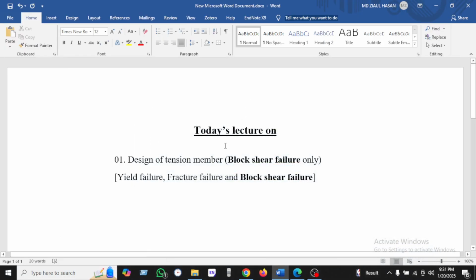Hello everyone. Today I am going to deliver another lecture on design of tension member. This lecture only focuses on block shear failure. I have given another lecture on tension member design, which covers yield failure and fracture failure, so I will not focus on these two failures. Rather, today I will focus on block shear failure.